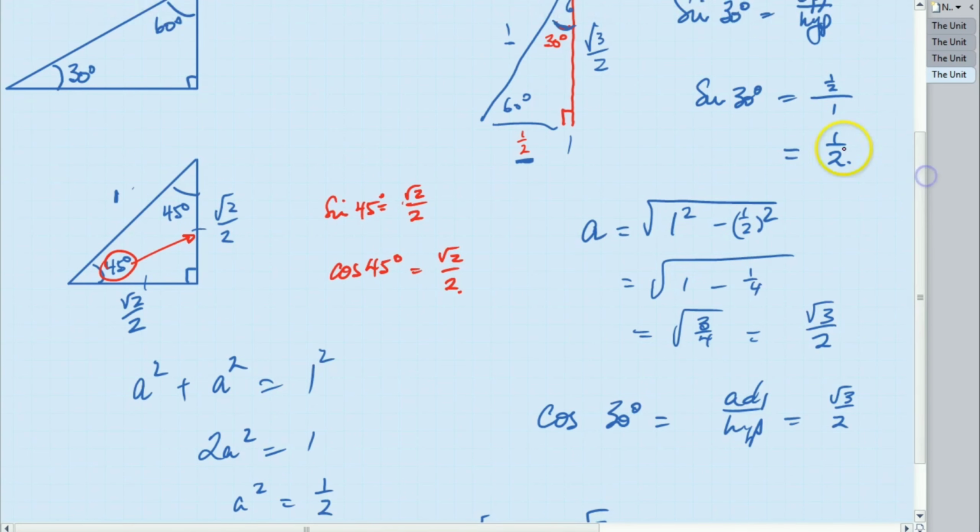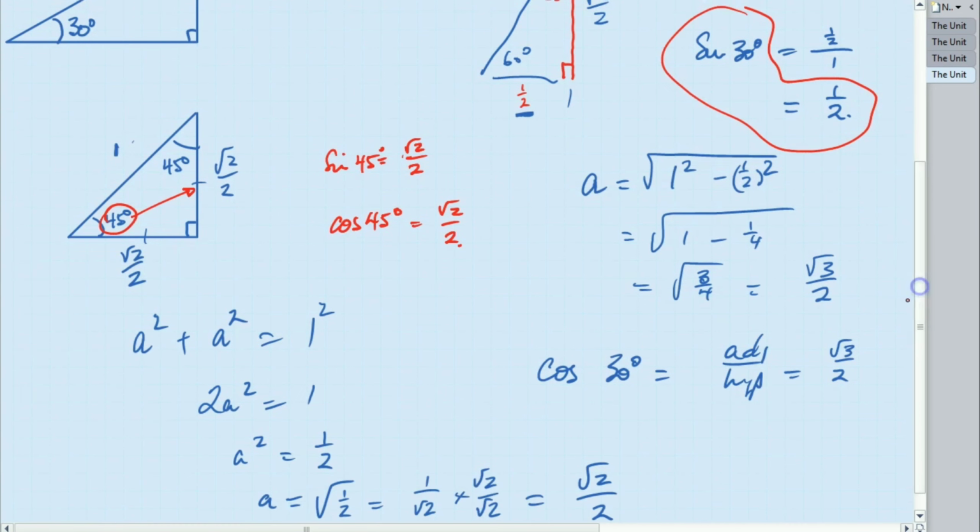So now we have the values which we were just given in class, and we can see that the cos of 30 degrees is root 3 on 2, the sine of 30 degrees is 1/2, and the sine and cos of 45 degrees are root 2 over 2.